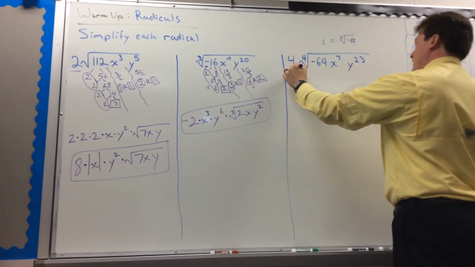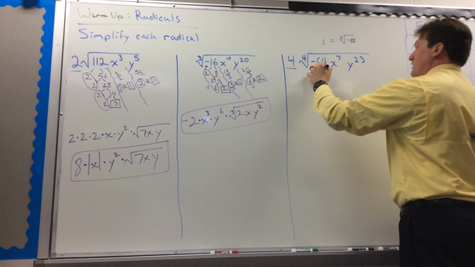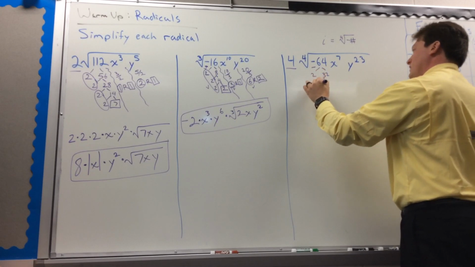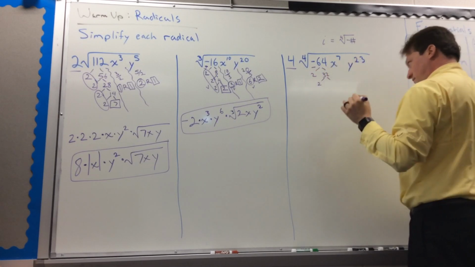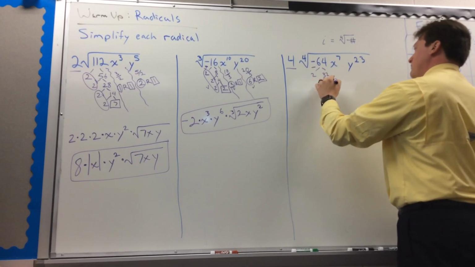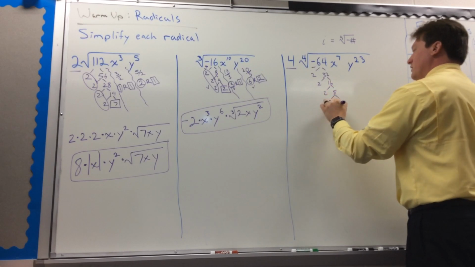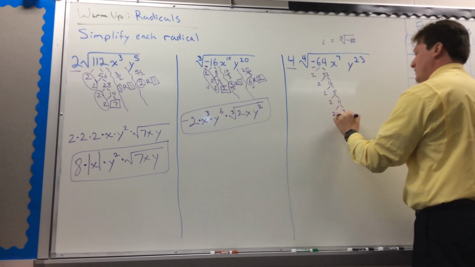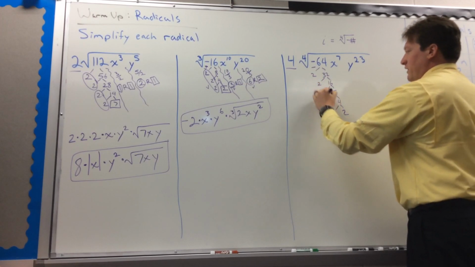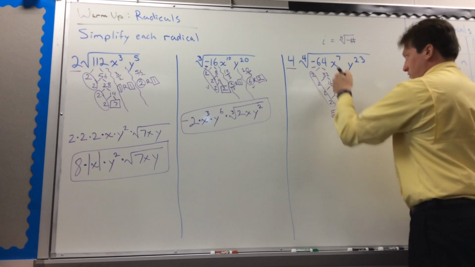I've got a 4 that's already on the outside. And I have 64, a negative, and then I've got a 64 right here. So that's 2 and 32. 2 and 16. 2 and 8. 2 and 4. 2 and 2. We need 4 of a kind to come on out. So it's 1, 2, 3, 4 right there. We've got 2 times 2 left over, which is 4.